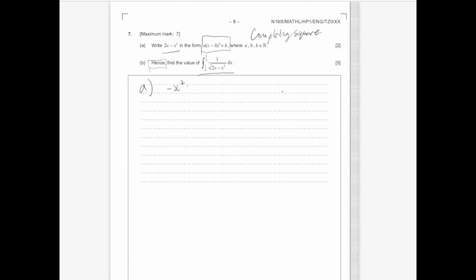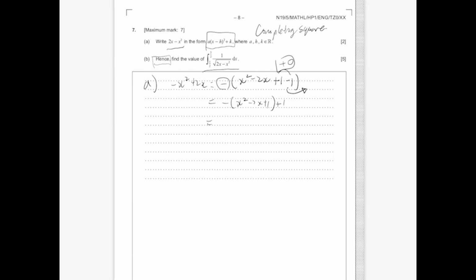So −x² + 2x is going to be −(x² − 2x). And if you want to complete the square, we want a +1 and a −1. So we're essentially adding a 0 here, so we're not really changing the expression. But what we can do now is take the −1 outside of the bracket. Before we take it outside, we multiply by −1. So we have −(x² − 2x + 1) and minus −1, so it's a +1. So that's going to give us −(x − 1)² + 1.